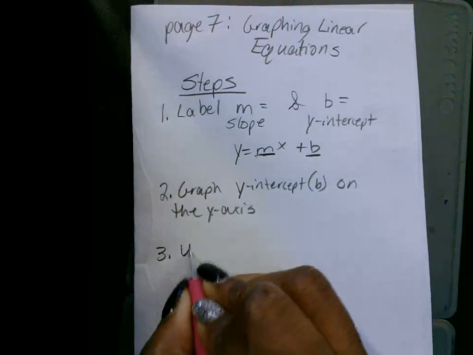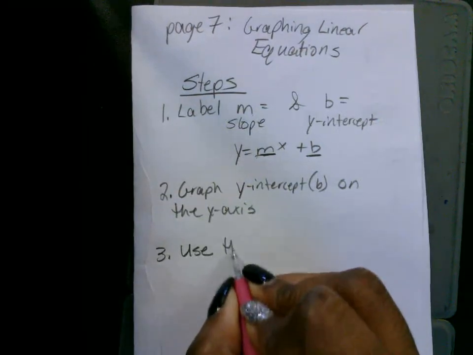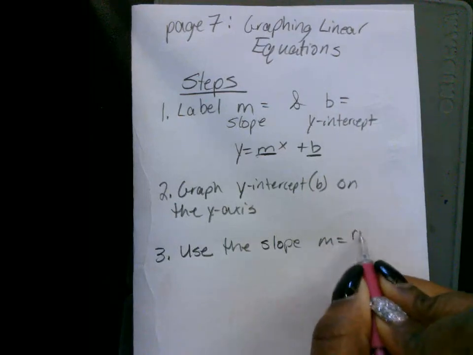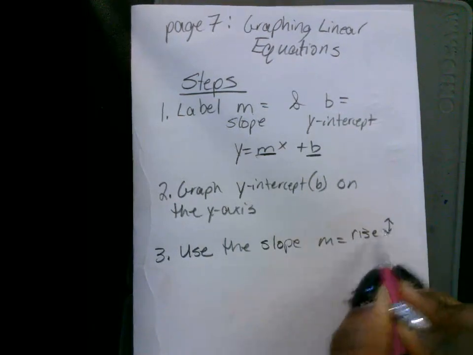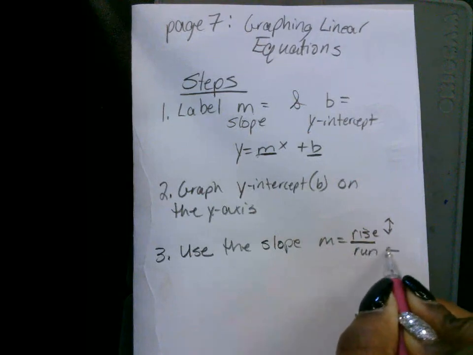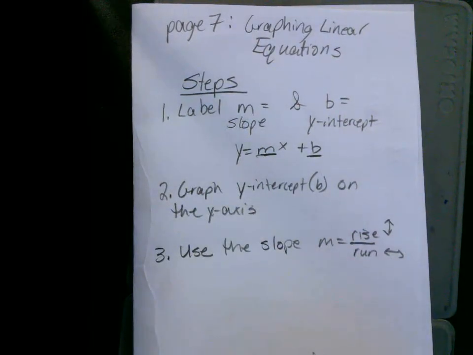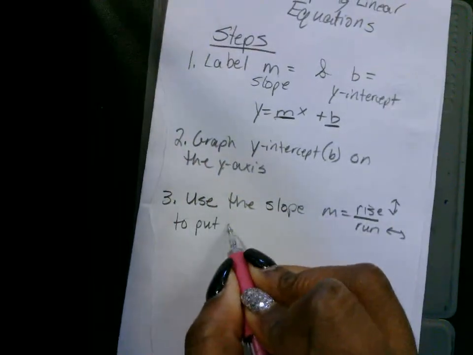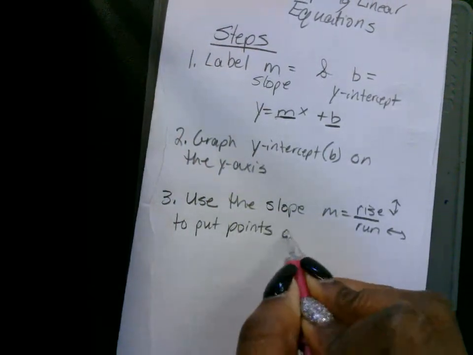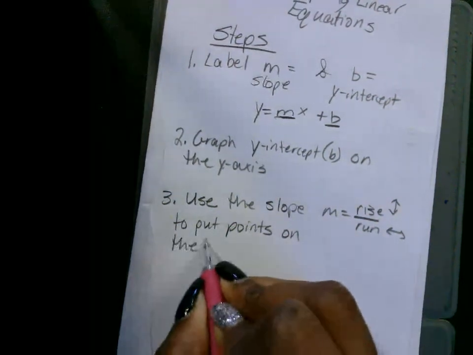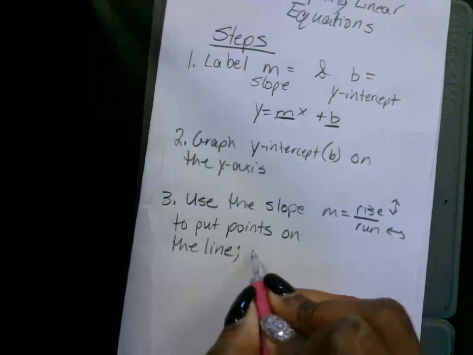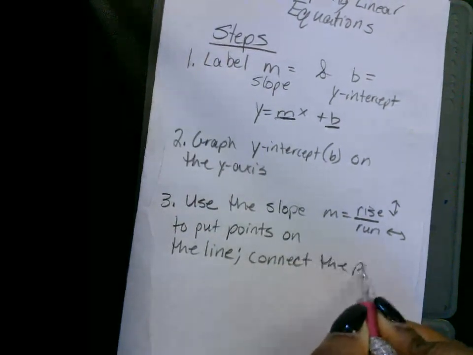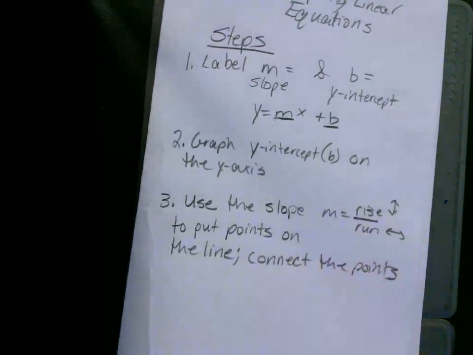Okay? So you're going to use the slope. Top number is rise, that's your up and down. Bottom number is run, that's your left to right, to put points on the line. And you're going to connect those points. Okay? That's it, y'all. Those are your 3 steps.